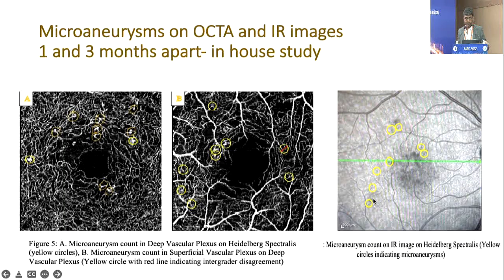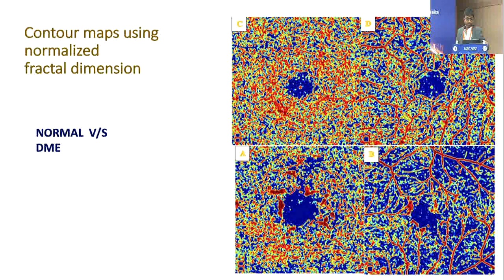So we did an in-house study wherein we compared these aneurysms across two machines, between OptoView and Spectralis. Spectralis obviously has more B scans. Somehow we found more aneurysms in Spectralis when compared to OptoView. So this is what we have in-house.